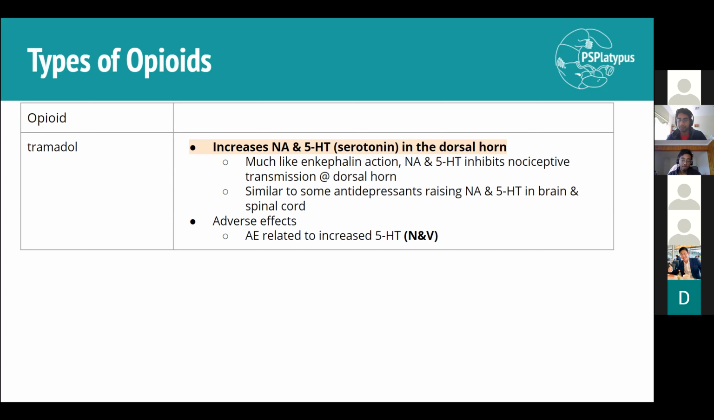This is pretty similar to some antidepressants, since they raise noradrenaline and 5-HT levels in the brain and the spinal cord. And the adverse effects are more linked to an increase in serotonin, like nausea and vomiting.